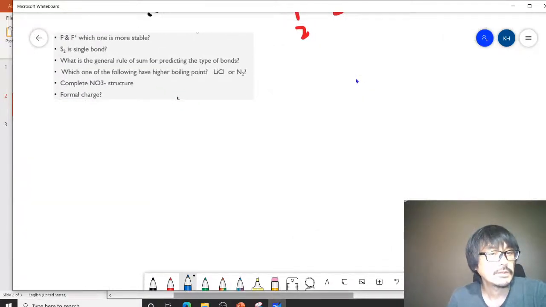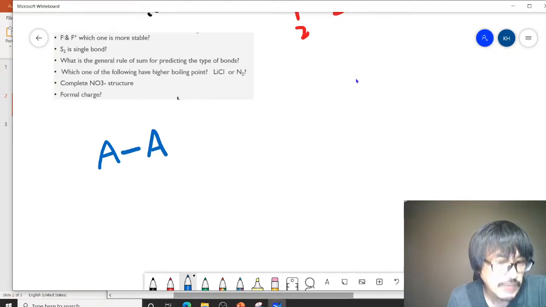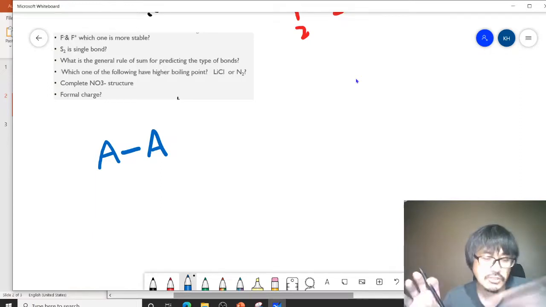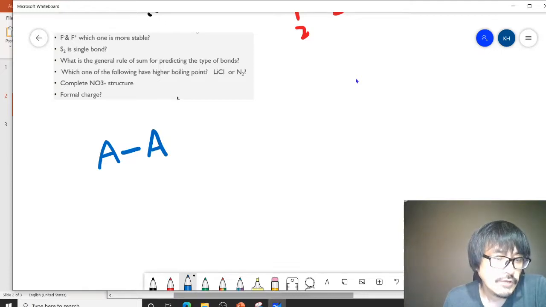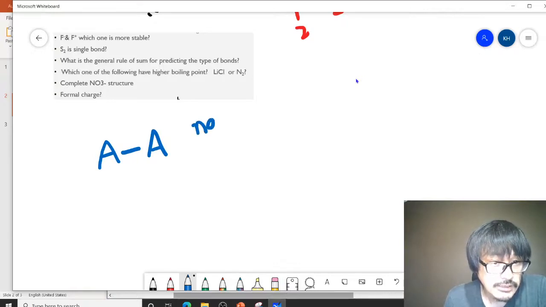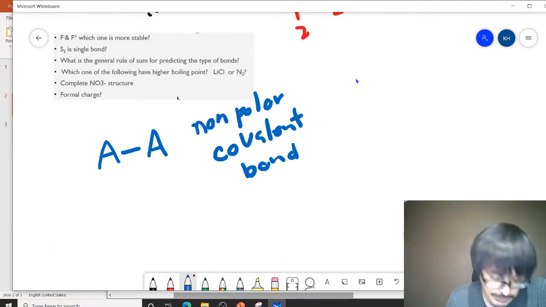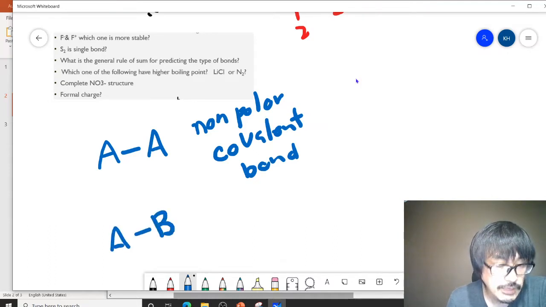Alright, then the next one. What is the general rule of thumb for predicting the type of bond? Let's say you have any atom, type A, oxygen for example, and oxygen forms O2, right? In that case, because the 2 atoms are exactly the same, this is a non-polar covalent bond. It's just a general rule, right? And then if you form a chemical bond between 2 different atoms, it will form a polar covalent bond.